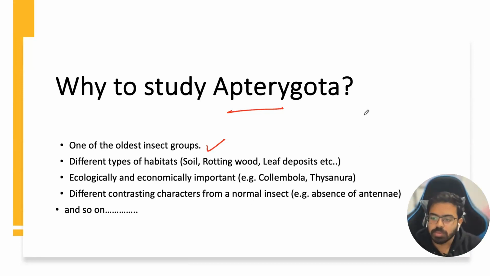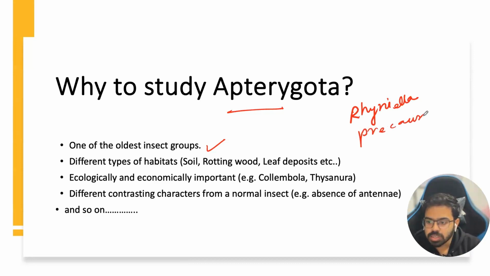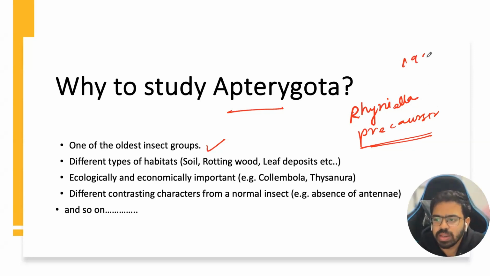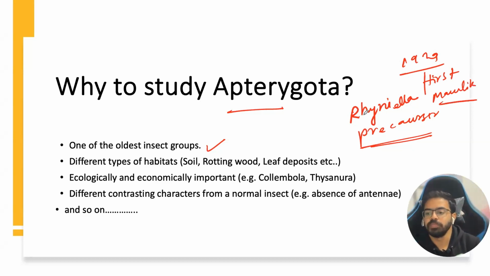Okay, maybe you forget. It is Rhyniella praecursor. Please check the spelling on the internet or in a book. It is a Collembola, which is an apterygote insect. Probably in 1929, by Hirst and Maulik. They had discovered this particular insect fossil. That is the first insect fossil that has been discovered.